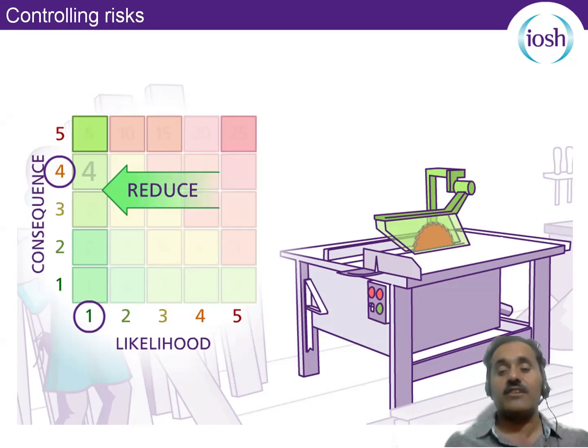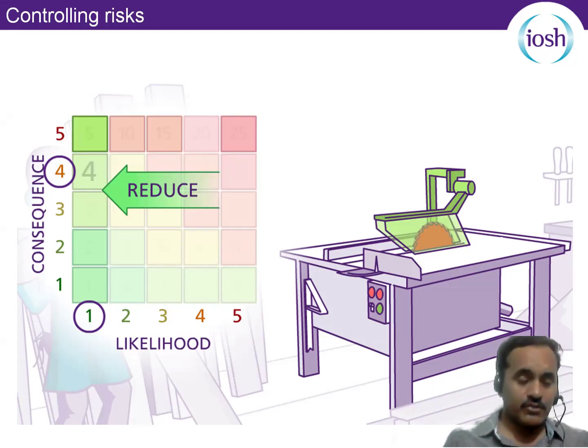In this case, you can see in this picture, we are just trying to reduce the consequences. So, what we have done is we have introduced the guard, or installed the guard, on this cutter. By installing the guard, you can see the likelihood has been shifted from 4 to 1. Previously, likelihood was 4, consequences was also 4. 4 multiplied by 4 is equal to 16.